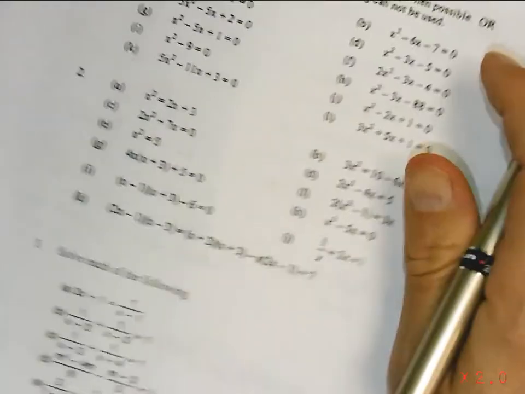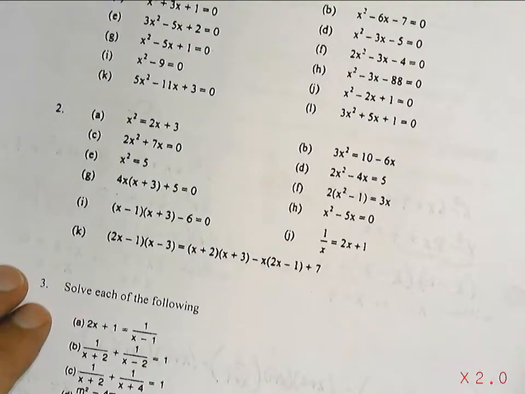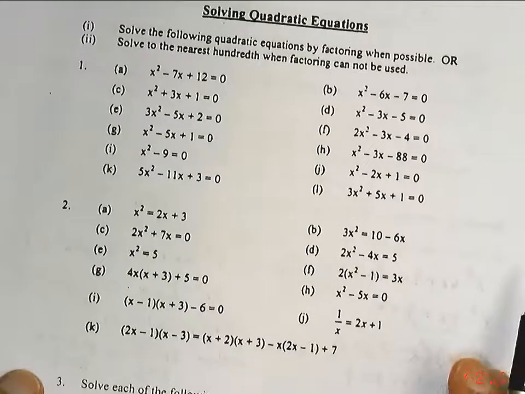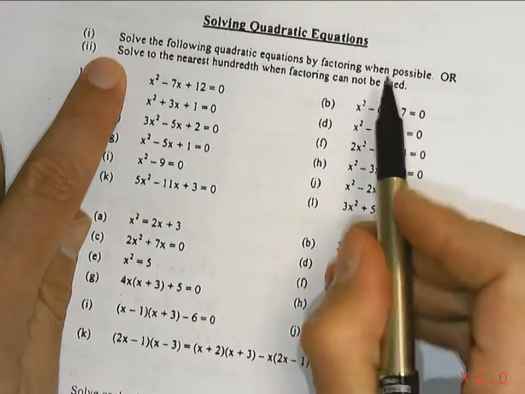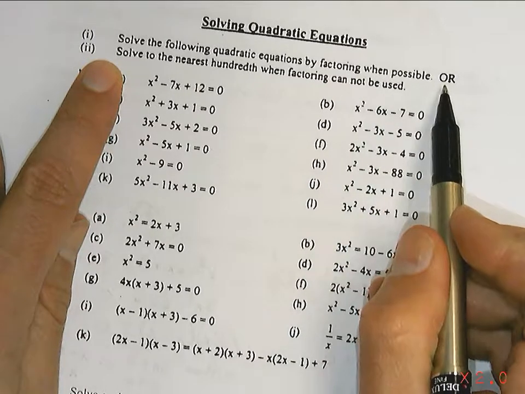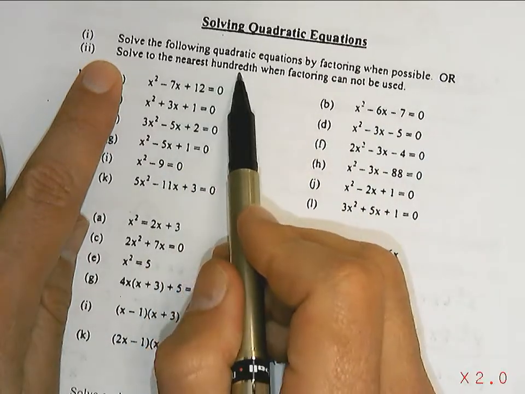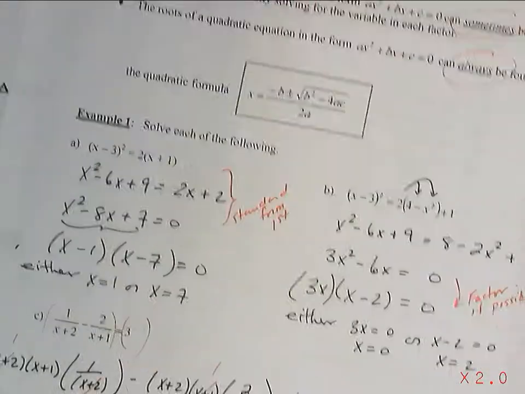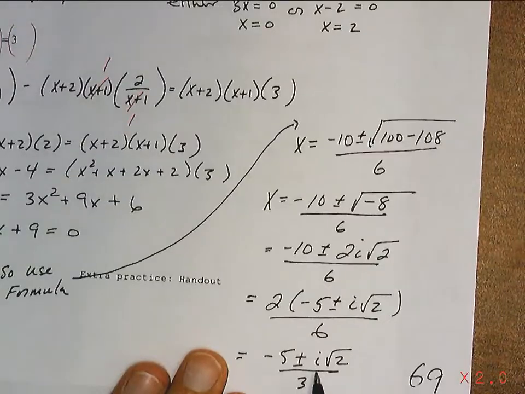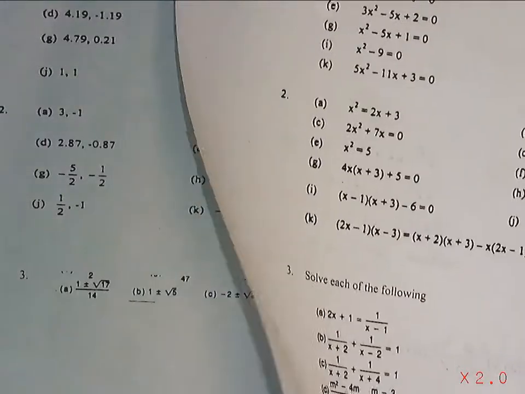Okay, let's flip that over. And your homework. Solve each of the following quadratic equations by factoring when possible, or solve to the nearest hundredth when factoring cannot be used. So you're going to have to actually figure out and use your calculator. Now none of them will have i's in them if you're doing to the nearest hundredth. So none of those will have i's.